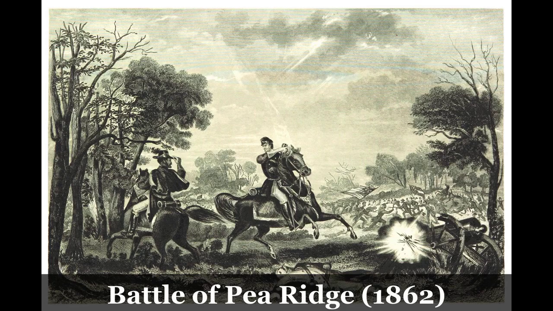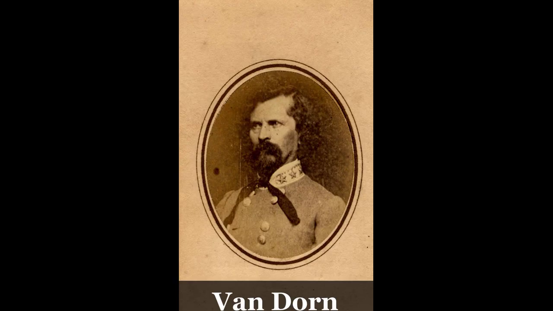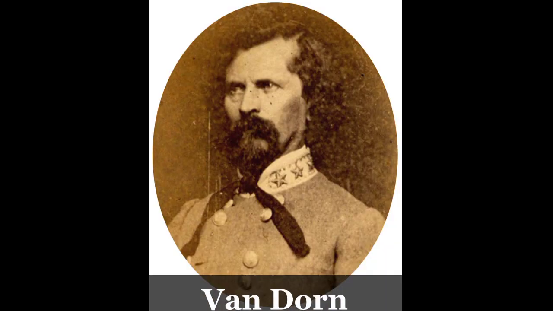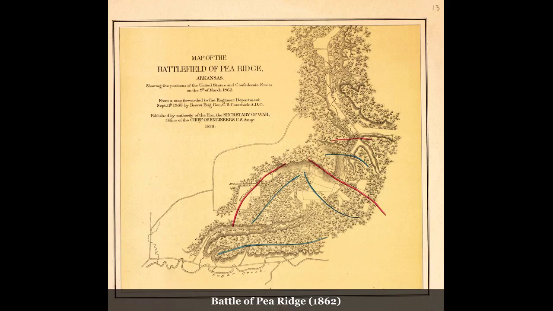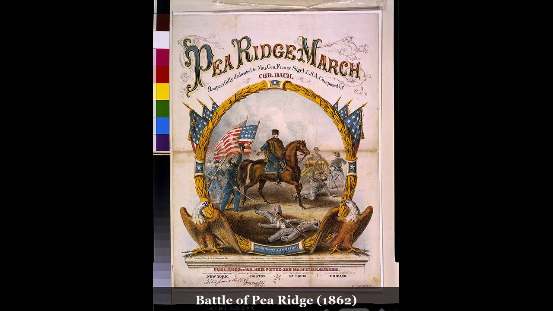Meanwhile, General Franz Sigel's division, which had been held in reserve, was committed to the battle, and its troops helped to stabilize the Union line. As night began to fall on March 6, the fighting died down, with both sides regrouping and reassessing their positions. Van Dorn, realizing that his plan to encircle the Union army had not succeeded, decided to launch a fresh attack on the morning of March 7.